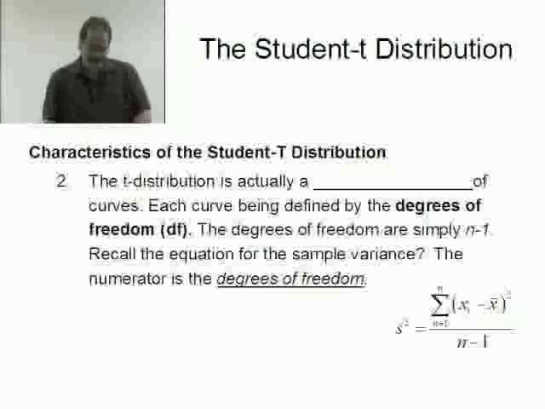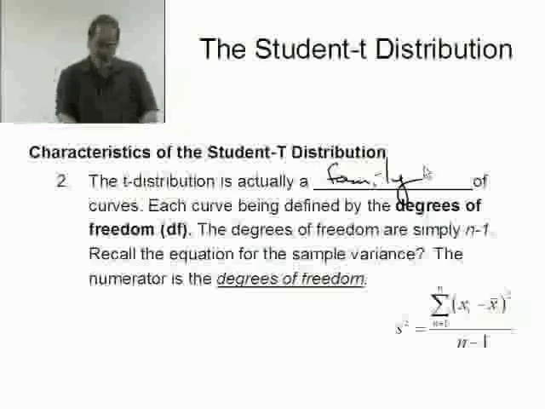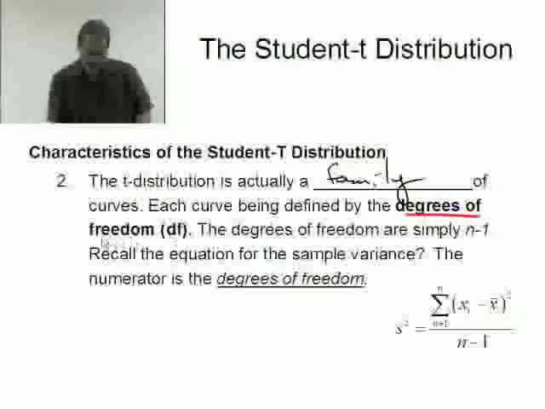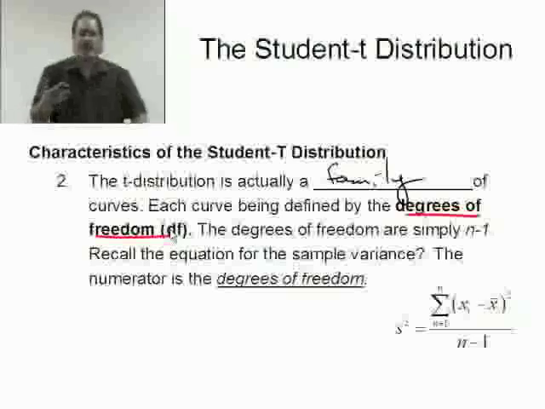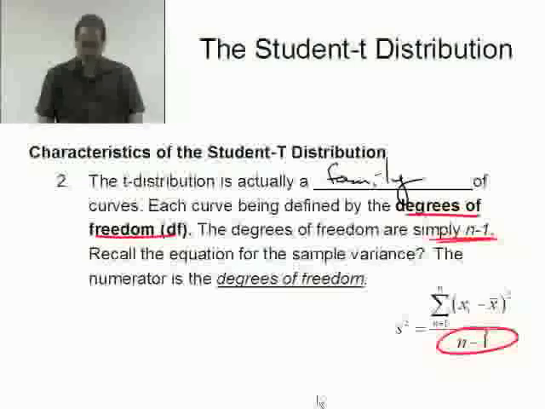The t distribution is actually a family of curves, where each curve is defined by what's known as the degrees of freedom. On this level, we're not going to get into a deep discussion about what degrees of freedom are. Numerically, the degrees of freedom is simply the sample size less 1, so n minus 1. We've seen the degrees of freedom before. When we calculate the sample standard deviation, we divide by n minus 1. We're actually dividing by the degrees of freedom.